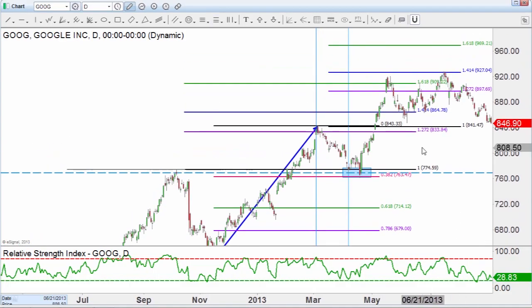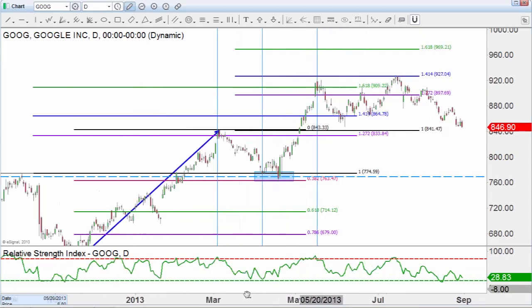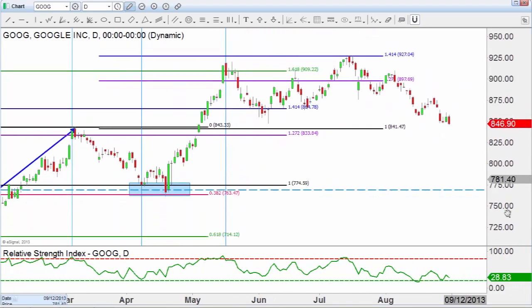And look at what happens. 127 extension. Between the 127 and the 1414, we get overbought condition again, don't we? Market goes overbought at the 127 extension, gives us an opportunity to sell right there. Then what happens? Let me fatten up my stuff here so you can see it.